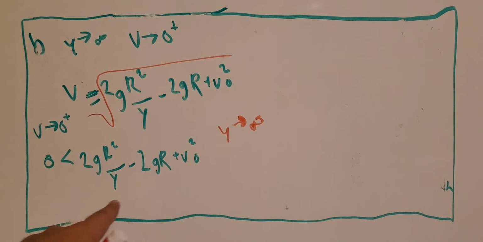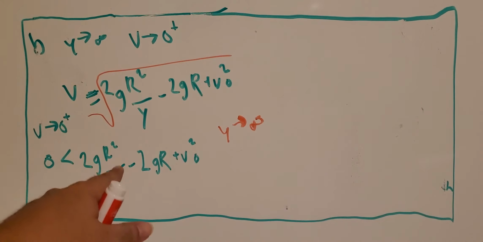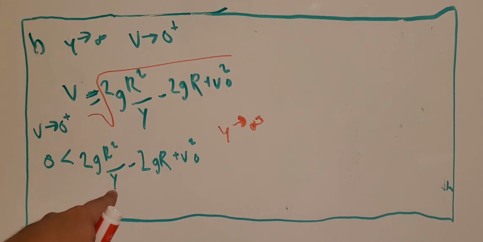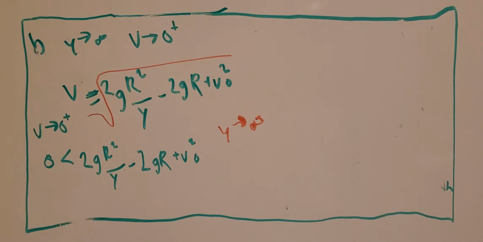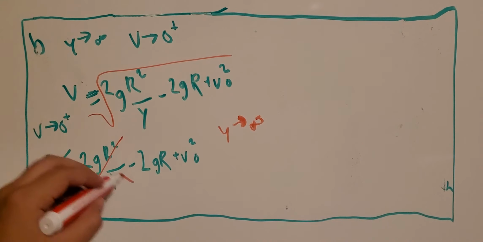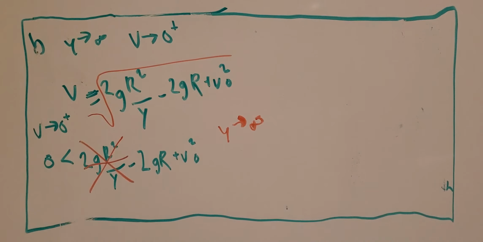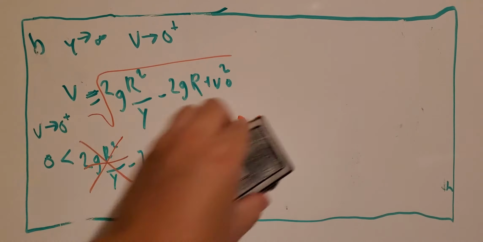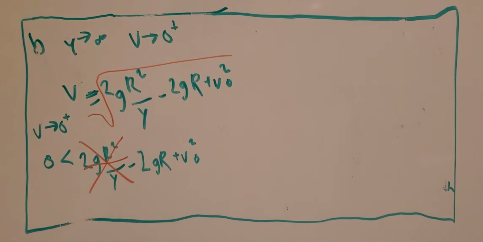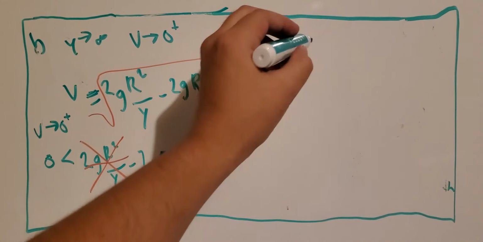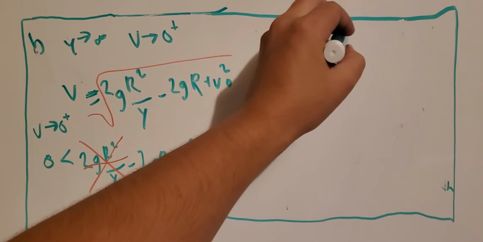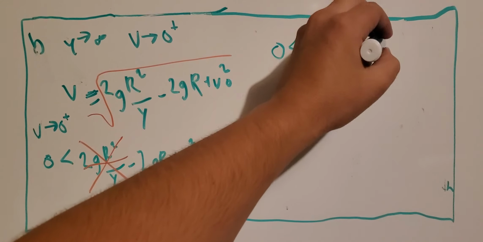The only problem is when we plug in infinity into the calculator, it will turn out as an error. But what number can we plug in? Well, if you plug in 0 for 1 over y, it'll cancel out this part of the equation. So now our equation becomes 0 is less than negative 2gR plus v squared naught.